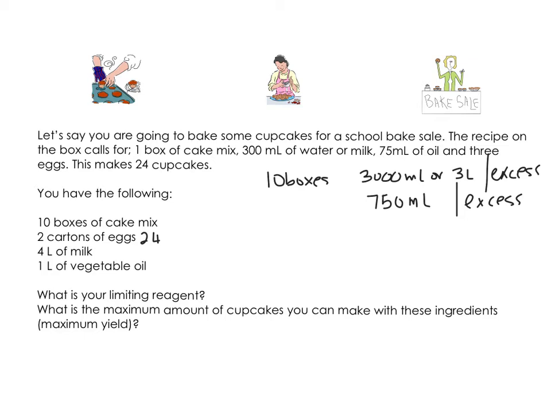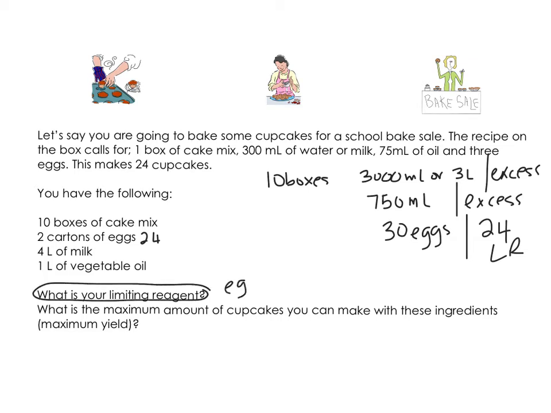3 eggs per box, so I would need 10 times 3, I would need 30 eggs, but we only have 24, so this is our limiting reagent. We're going to run out of eggs first. So the number of eggs limits how many cupcakes we can make. What is the maximum amount of cupcakes you can make? The maximum yield. It's not 240 because I can't make 10 boxes unless I go to the store. But we're going to pretend that the store is broken. It's closed. It's not there.